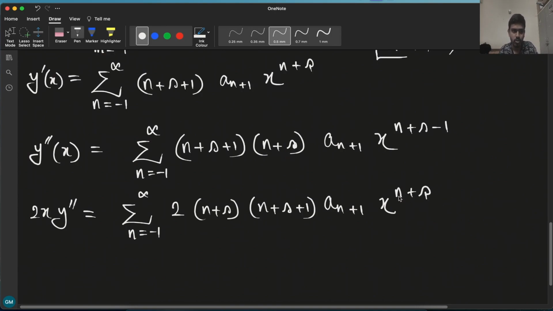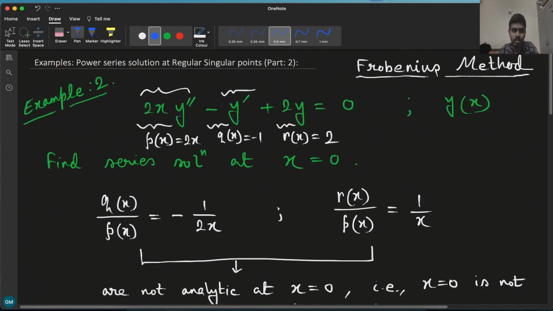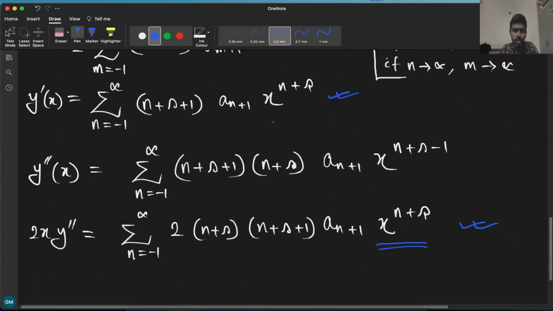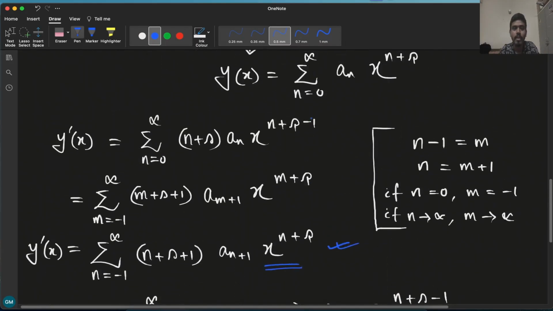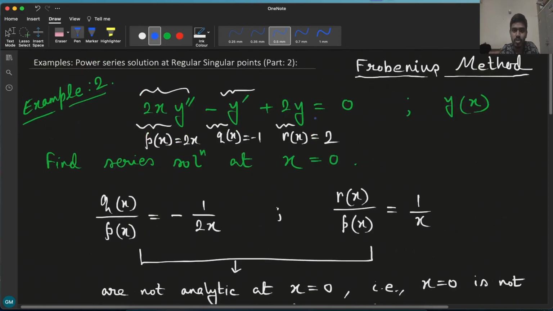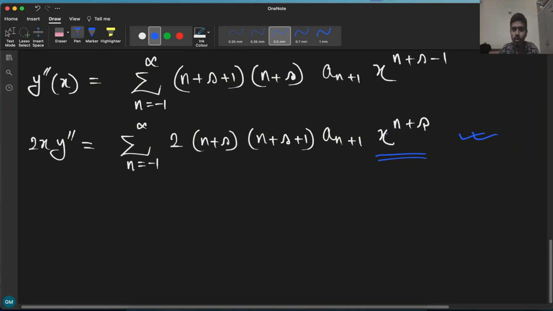Now you can see this first term has x to the power n plus s. The second term of the differential equation, y dash with a minus sign, also has x to the power n plus s. And the third term is 2y, where x also has a power of n plus s. So we don't need to do further index shifts, we can just write them together in the differential equation.